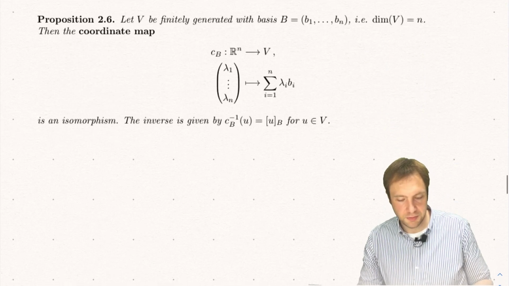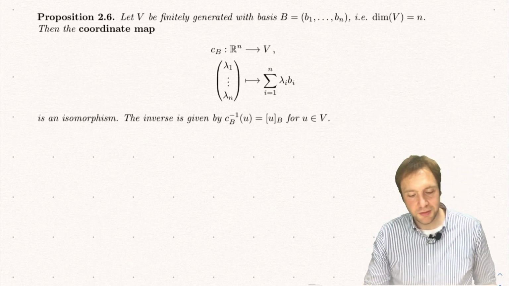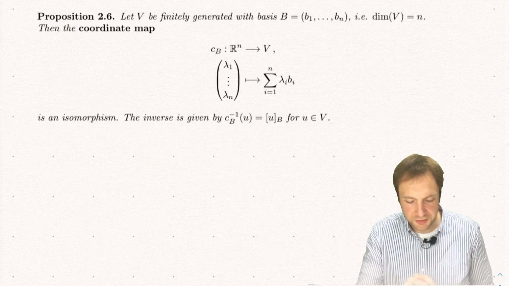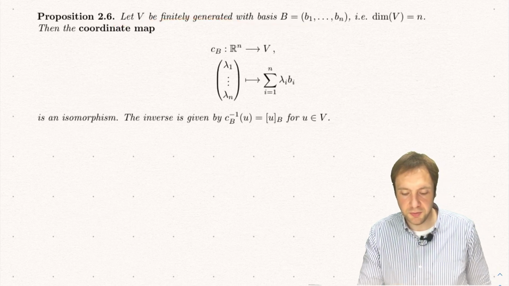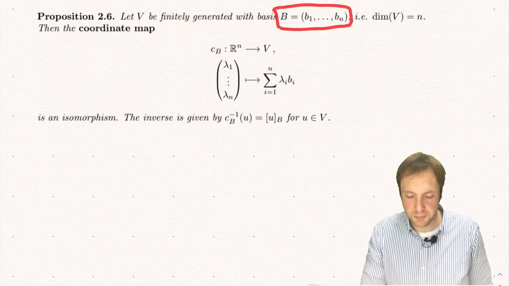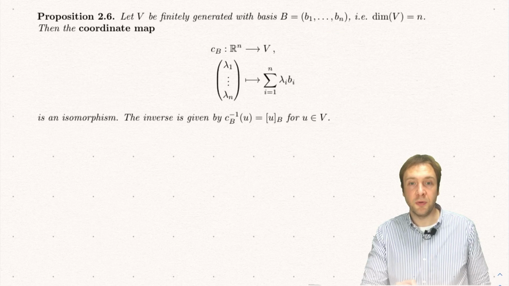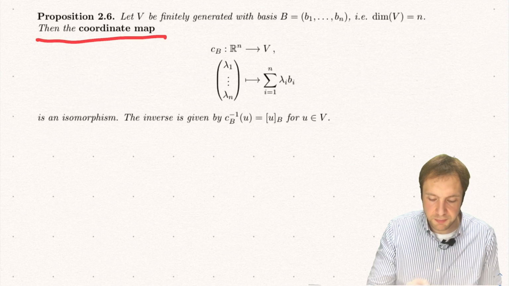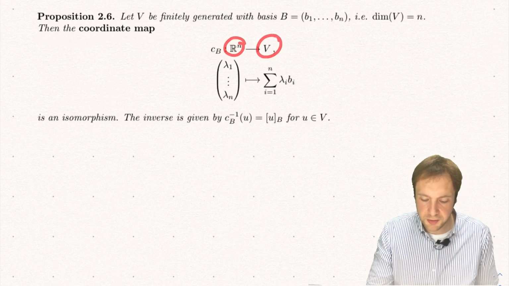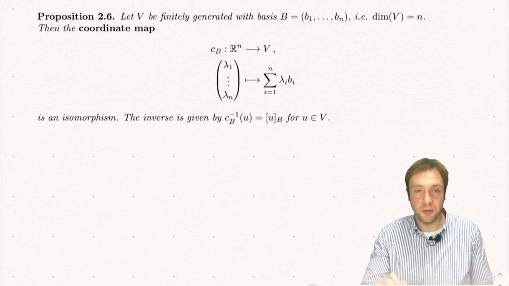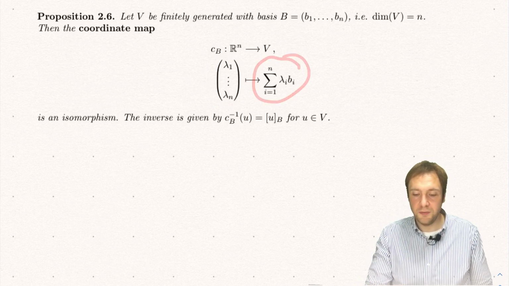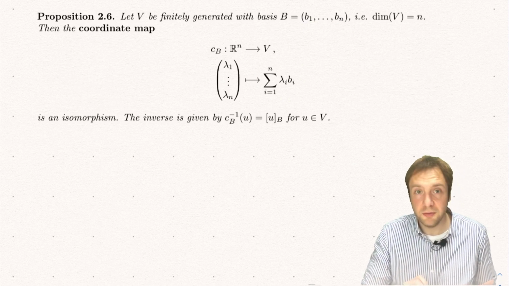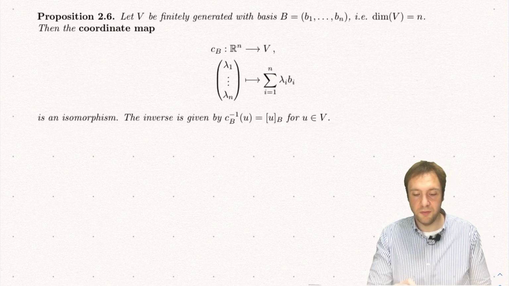Okay, so now a new word and a proposition. Well, it's an old word, but in the new context. If I have a vector space V and I choose a basis, which I denote by B, so I have basis elements b1 up to bn, in other words the dimension of V is n, then the coordinate map C_B, which goes from Rn to V, is a map which sends the vector lambda 1 up to lambda n to this linear combination of these basis elements. And this, one can show, is an isomorphism which follows from the definition of a basis.